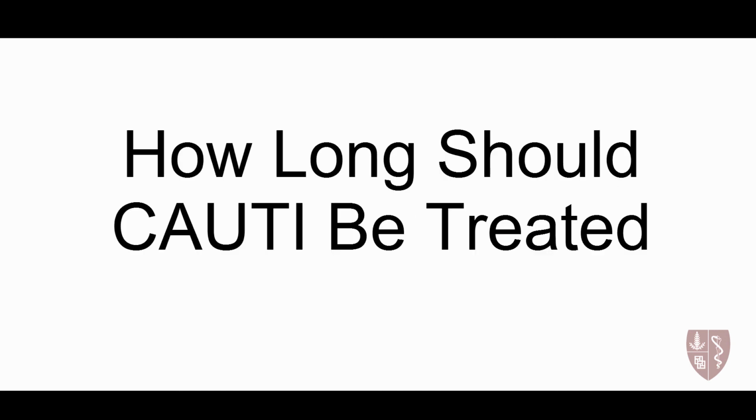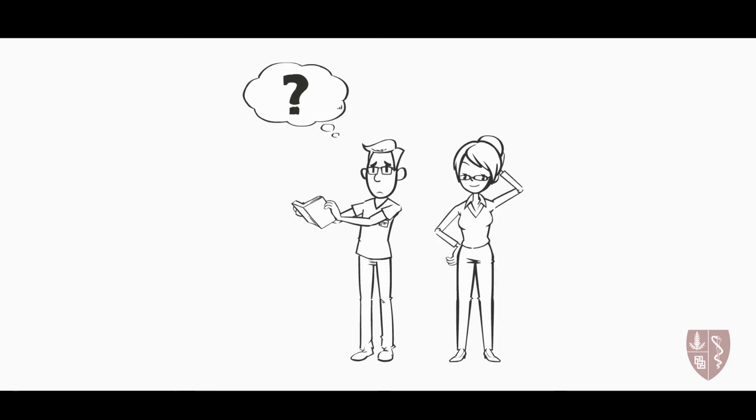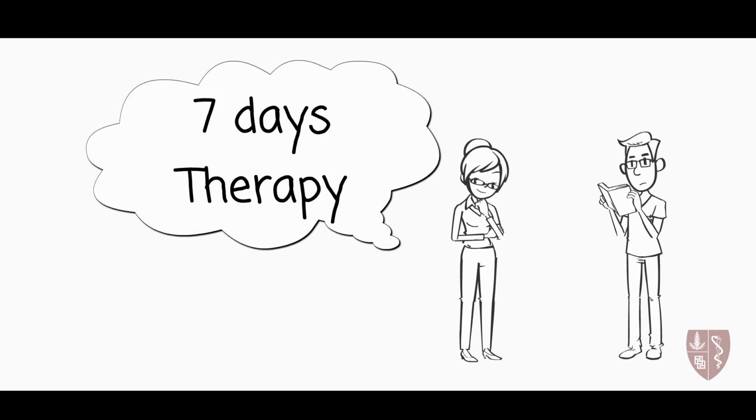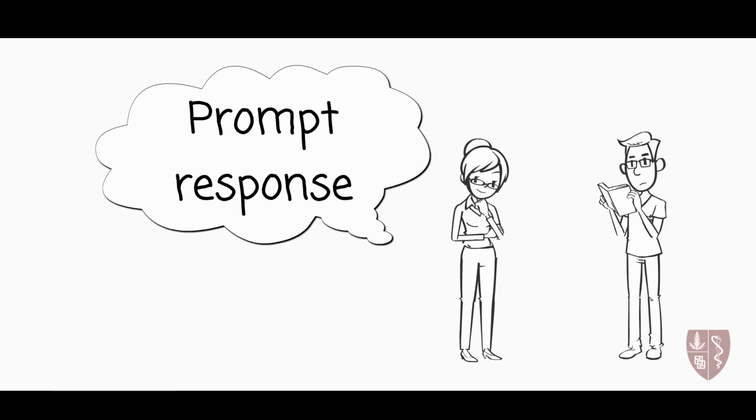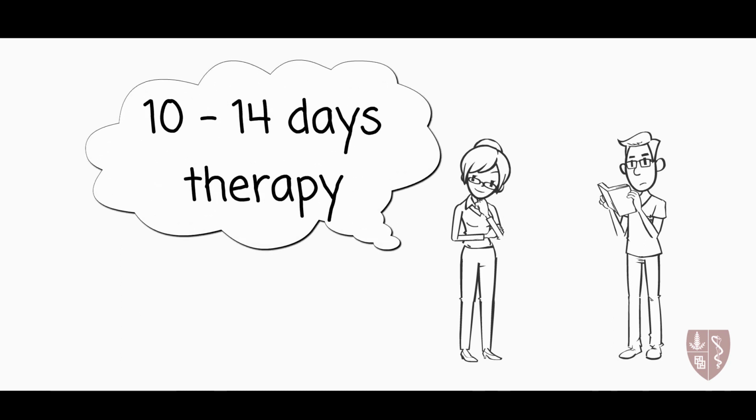How long should CAUTIs be treated? There is little literature to guide decisions regarding duration of therapy in patients with CAUTIs. However, current guidelines support 7 days of therapy in those patients with prompt resolution of symptoms. In those with a delayed response, 10 to 14 days of therapy is recommended. These durations do not depend on the continued need for catheterization.